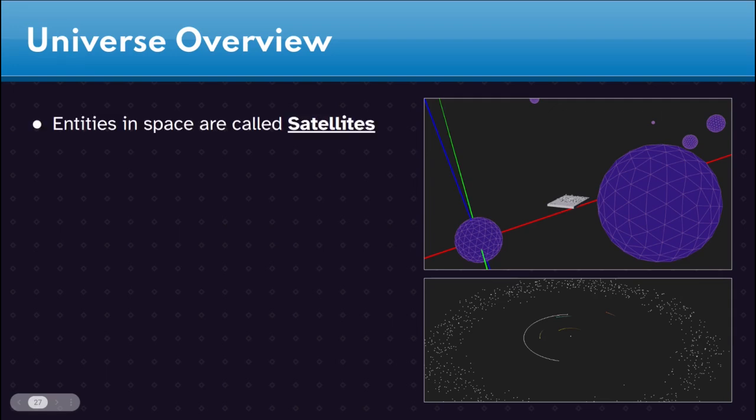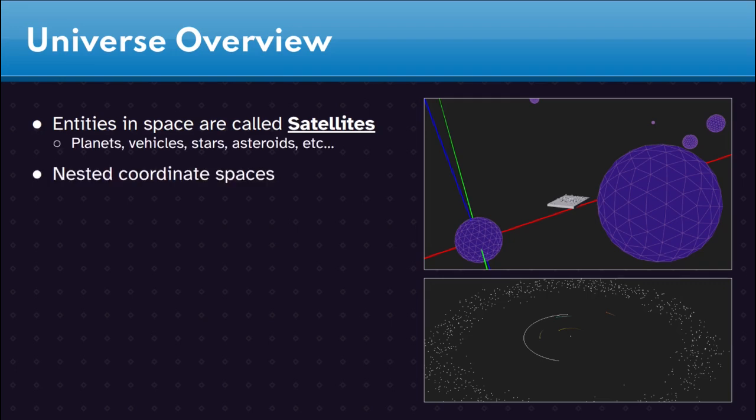Okay, universe. So first off, entities in space are referred to as satellites. Things like planets, vehicles, stars, etc. And we need things like nested coordinate spaces.